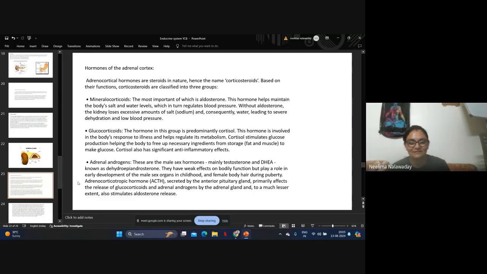So these are steroids, a little information about steroids. Then adrenal androgens, these are the male sex hormones, mainly testosterone and DHEA. Nowadays it is very much in fashion. Dehydro, whatever it is, even I cannot pronounce it properly. They have weak effects on bodily function, but play a role in early development of the male sex organs in childhood and female body hair during puberty. So adrenocorticotropic hormone ACTH, secreted by the anterior pituitary gland, primarily affects the release of glucocorticoids and adrenal androgens by the adrenal gland, and to a much lesser extent also stimulates aldosterone release. So these androgens are sex hormones, and they are responsible for testosterone secretion by testes and development of male sex organs.